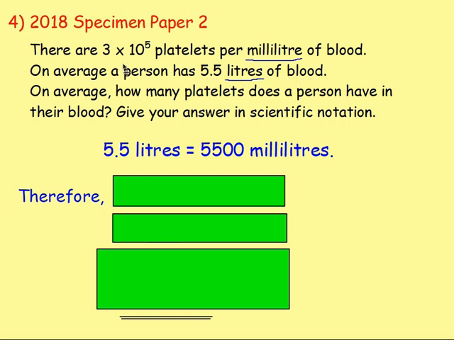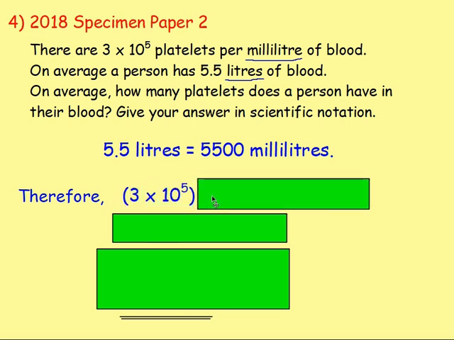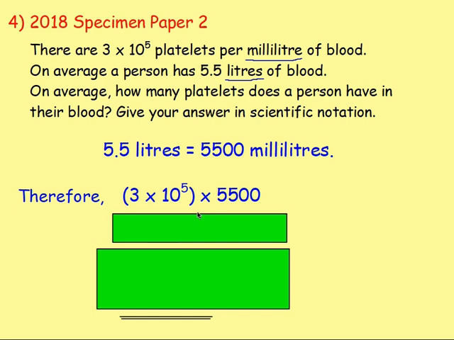So there are 3 times 10 to the power of 5 platelets per milliliter. Every single one of the milliliters in our body has 3 times 10 to the power of 5 platelets in it. But if we have 5,500 milliliters in our body, how would we work that out? You're right. We take the number of platelets in every single milliliter, and because we have 5,500 of them in our bodies, we times that by the 5,500.